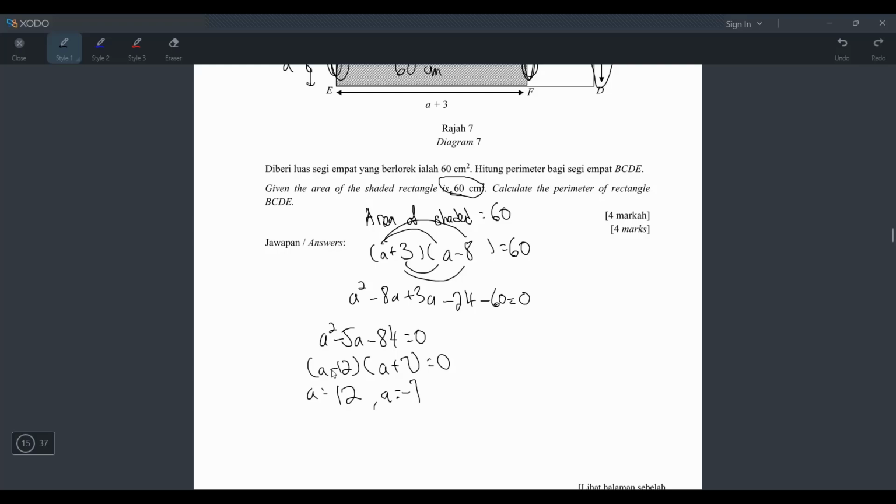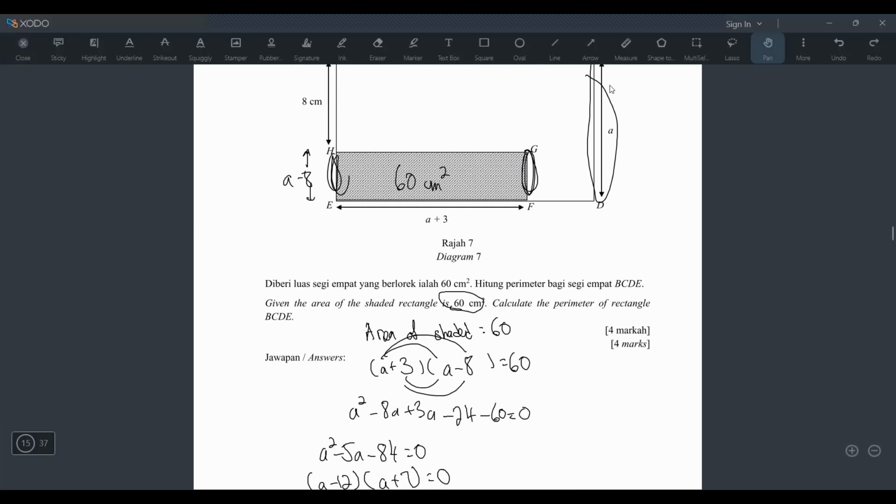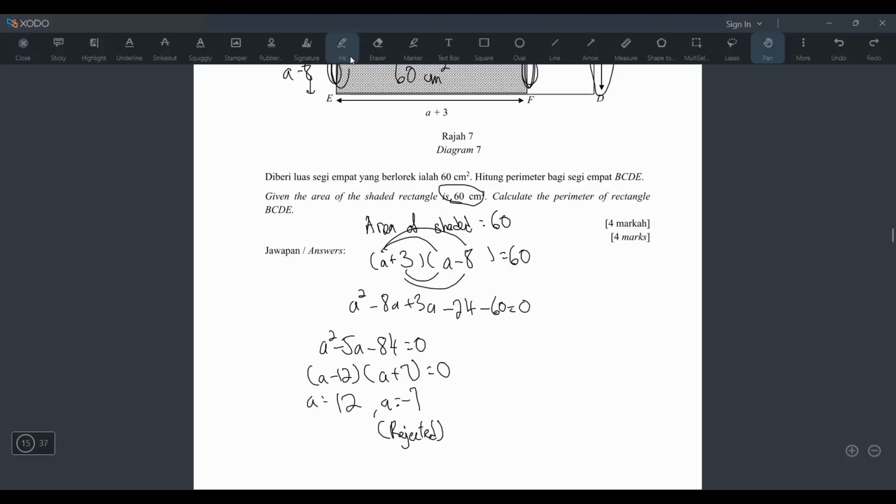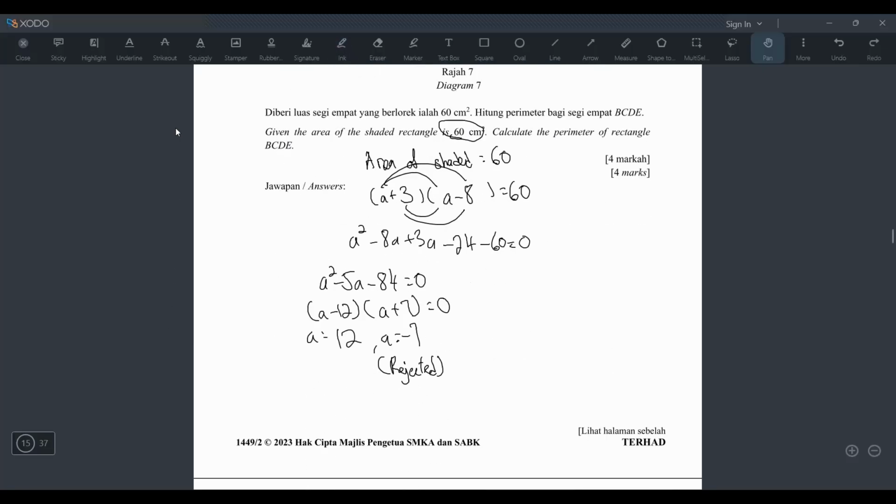Okay, did I do it correctly? Yes. So this one I have to reject. Why do we have to ignore this answer? Because if a is negative 7, it means the width of the rectangle is negative, but a length cannot be negative. So a equals 12. But this is not the answer. They want the perimeter.